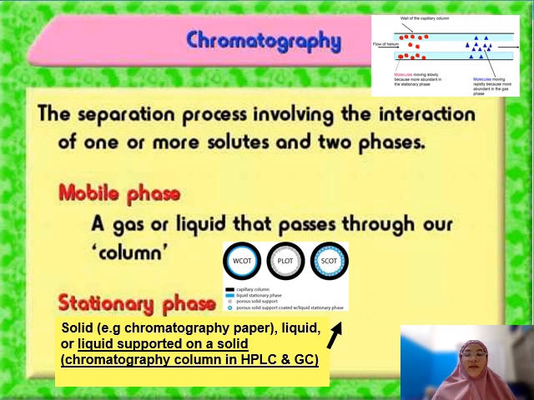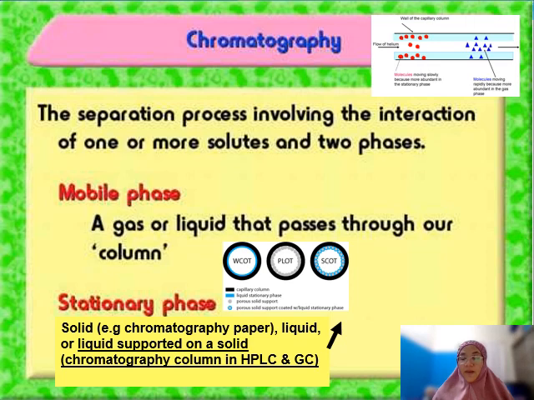Chromatography, okay, they have two phases, mobile and stationary phase. And this mobile phase could be a gas or it could be a liquid, liquid solvent that passes through the column.